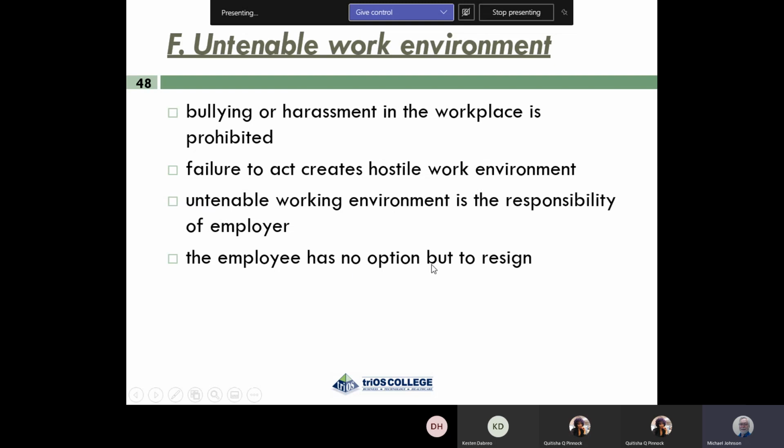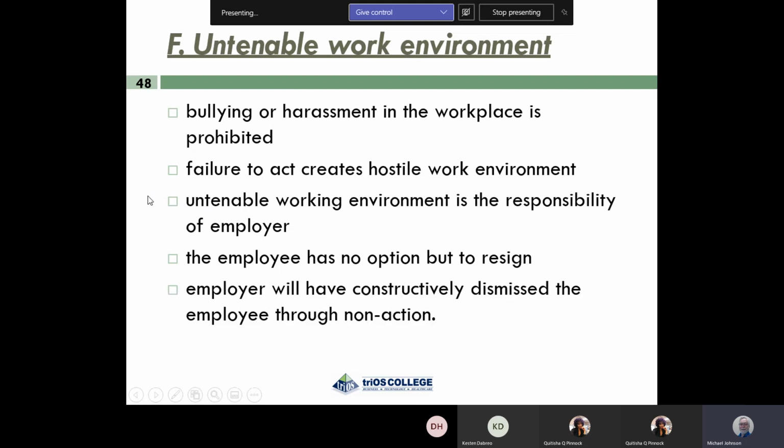The employee has no option but to resign simply because of the perpetrator, the bully, the harasser, and you just need to get rid of that person. You cannot keep them in your environment. The employer will have constructively dismissed the employee through non-action. This is another area you have to be careful of. You must react when a situation occurs.